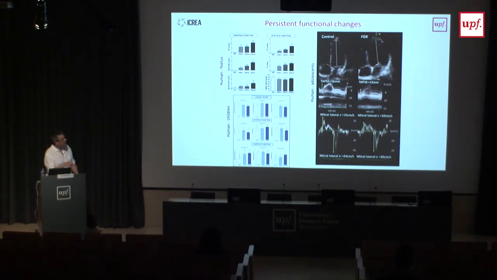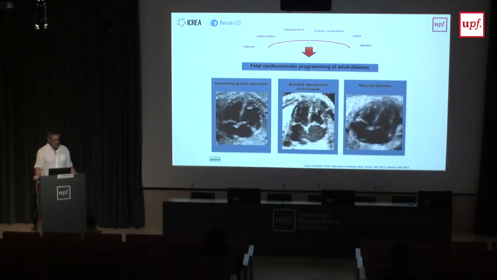And one of the things that you see is that these children, when you look at the motion of the base towards the apex, what we call the longitudinal deformation, which is a very, very important component for volume ejection, this is actually reduced and it stays reduced over at least up to childhood or early adulthood that we can know now.